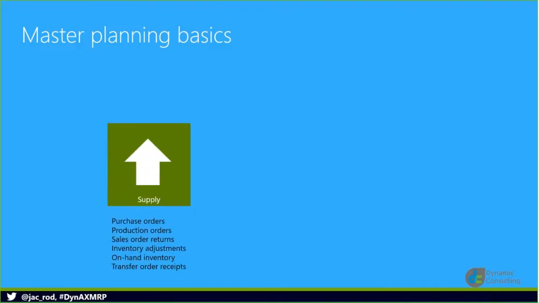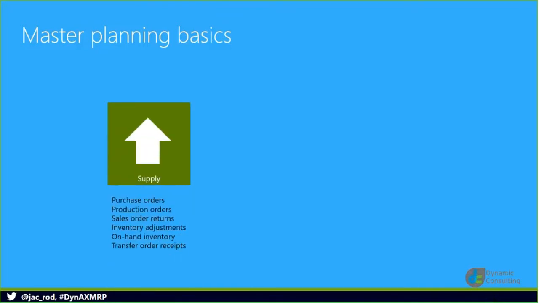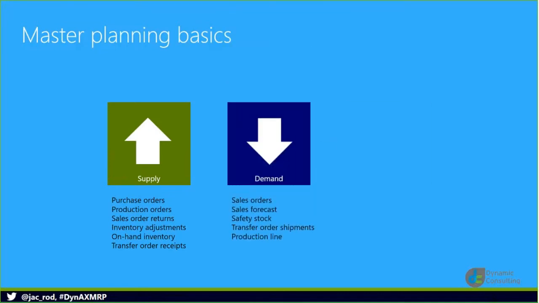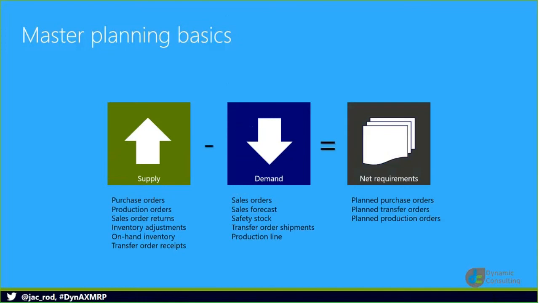So first of all, master planning is an engine in AX that looks at your supply and your demand, does some calculations, and outputs net requirements or planned orders. You can see in this slide the types of supply we're talking about are things coming into your system, into your inventory. So purchase order receipts, production order report as finished, return sales orders, on-hand inventory counts as supply, and expected transfer order receipts, same kind of thing.